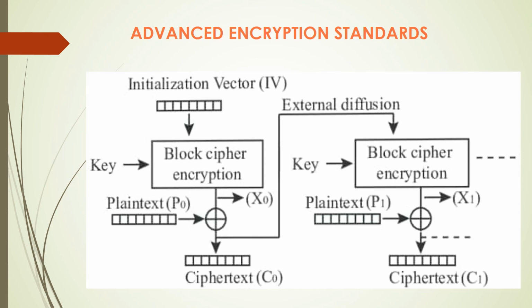Then AES does not use the Feistel structure. Feistel structure means the plain text has to be divided into two equal halves, that is the left half and the right half. Here there is no division of the plain text into two equal halves, left and right. So AES does not follow the Feistel structure.